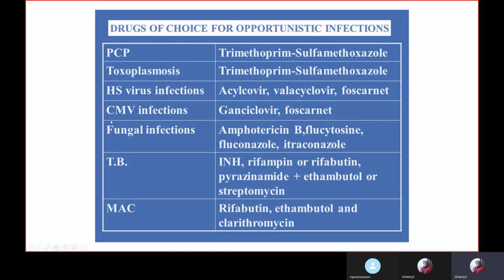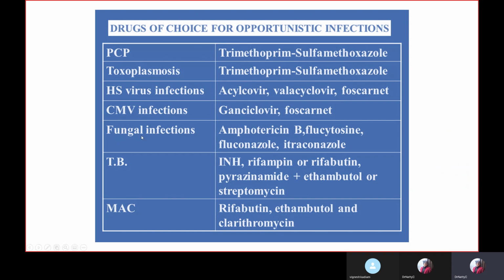So for pneumocystitis pneumonia, the drug of choice is trimethoprim and sulfamethoxazole combination. Toxoplasmosis, again trimethoprim sulfamethoxazole. Then you have any herpes virus infection, then you have acyclovir, valcyclovir and foscarnet. Cytomegalovirus infection, you can give ganciclovir and foscarnet. All the cyclovir names are antiviral drugs and they are usually given for a herpes group of infection.